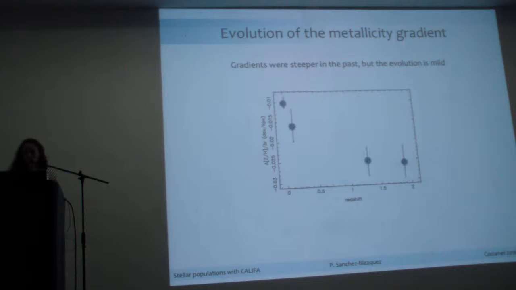So now we can get a mean metallicity gradient and assign them a redshift, I mean redshift as a function of the age interval that we are using, and make this plot.